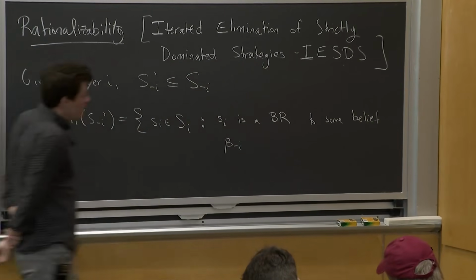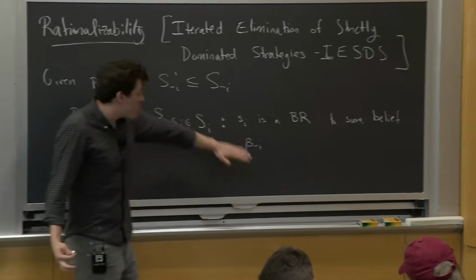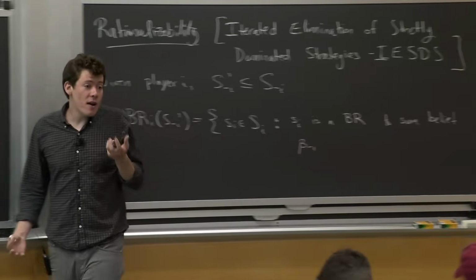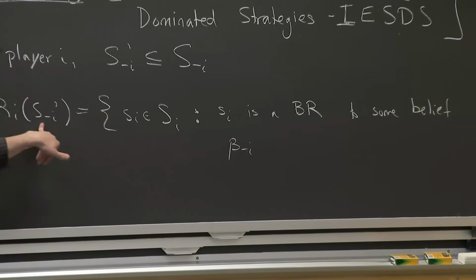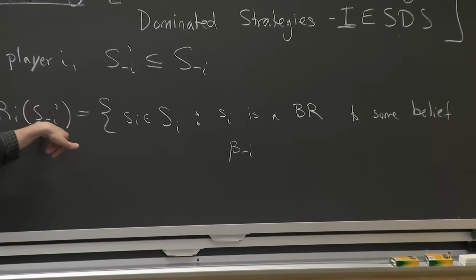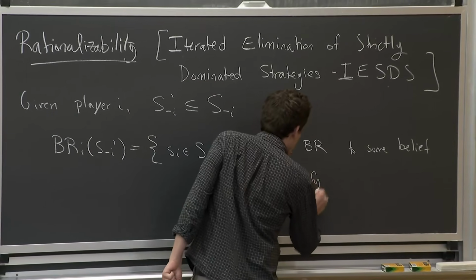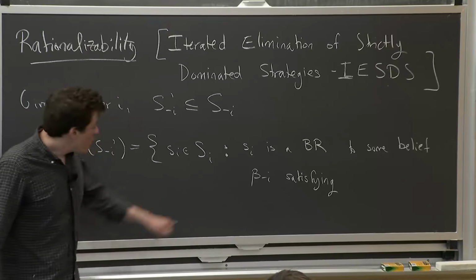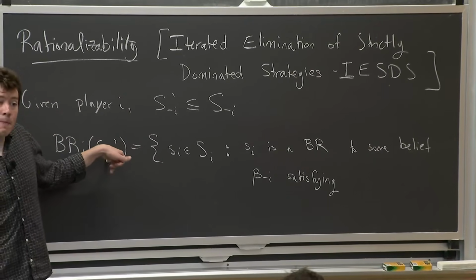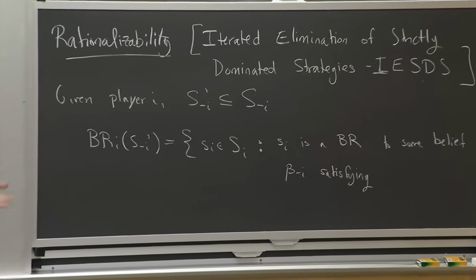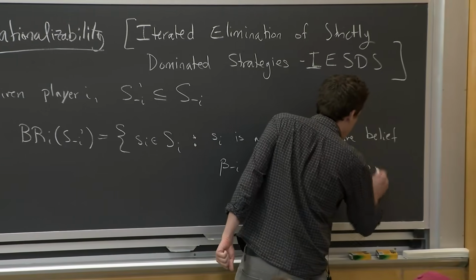beta negative I. Now, if I just stop there, we'd be back to what we did last week. We would just be thinking about being a best response to some belief. But now I want to impose the restriction on this belief. I want to say it's a best response to a belief that only puts positive probability on strategies in this set, not any strategy. So on some belief beta negative I, well, what's the way of saying this? Well, this belief assigns some probability to the opponent's strategies being in this set. And I'm going to require that that probability is 1. So beta negative I of S negative I prime equals 1.